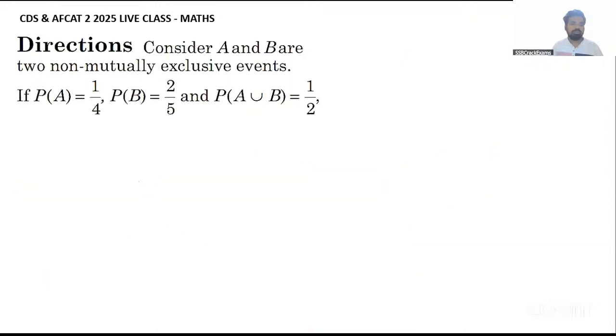Okay. Now let's move to the second question. This is a direction type question. A and B are two non-mutually exclusive events. The probability of A is 1 by 4, the probability of B is 2 by 5, and the probability of A union B is 1 by 2. This is what is given to us.